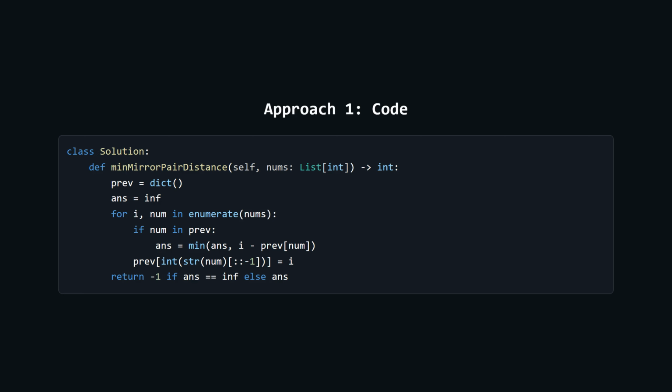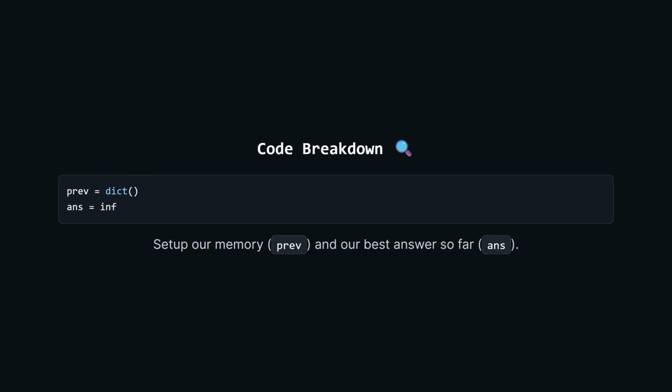Here is the full Python code provided by the Leetcode editorial. Let's break this down line by line into bite-sized pieces so we actually understand it. First, we set up an empty dictionary called previous to hold our memory.